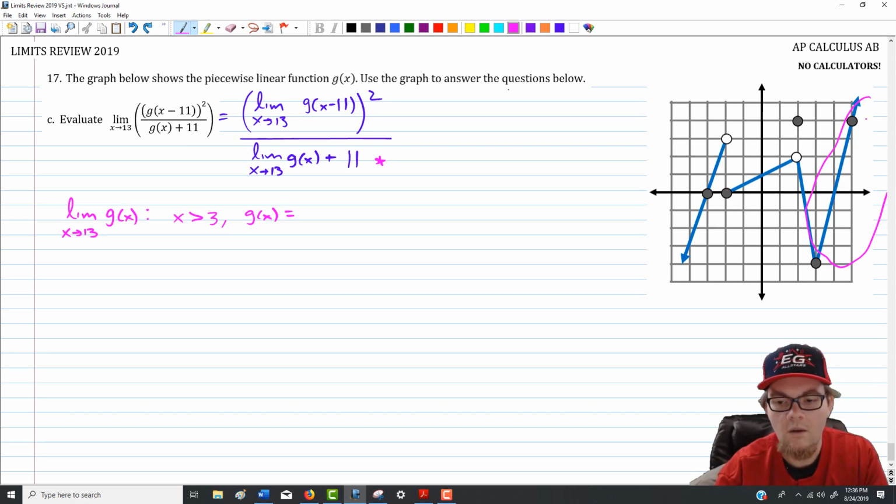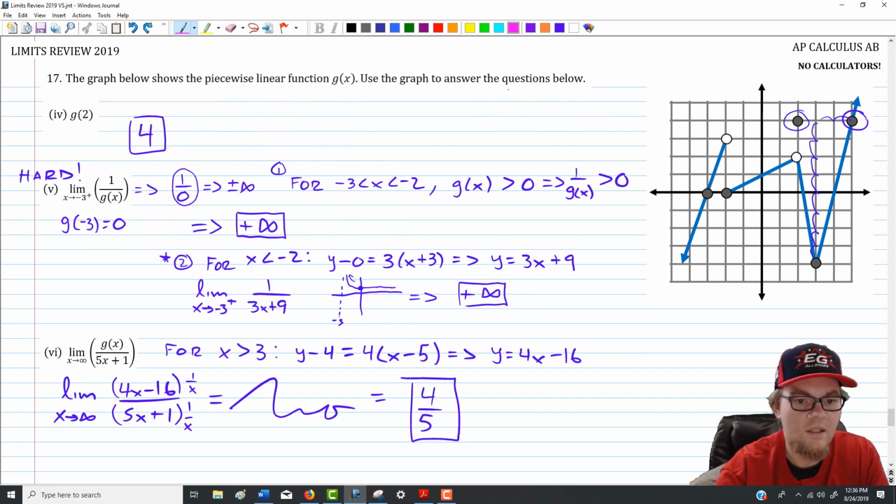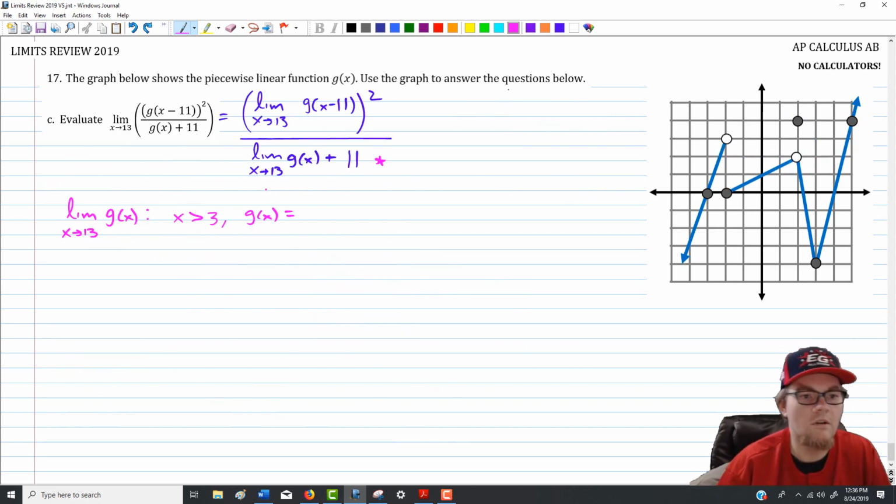Now we did this earlier. I want to say it was equal to 4x minus 16. Quick check confirms that's correct. So we know this is 4x minus 16.